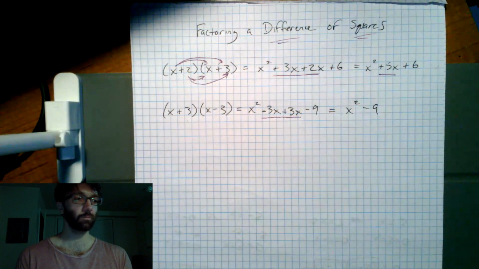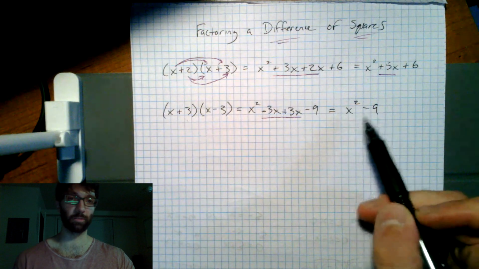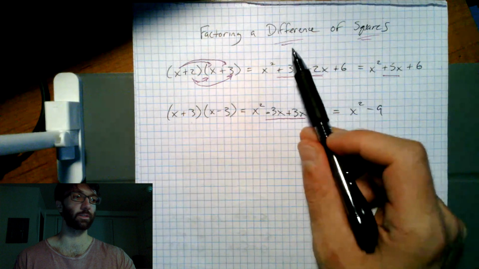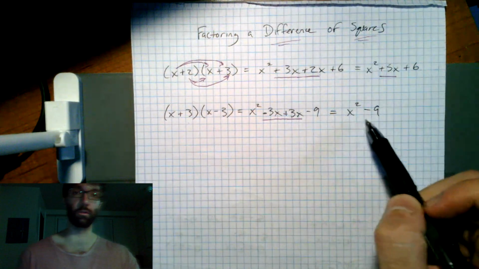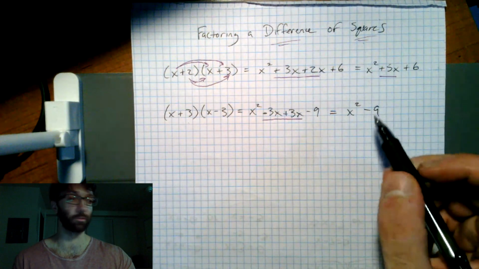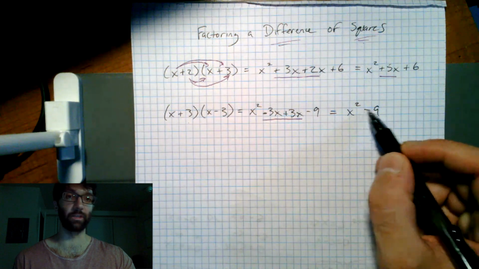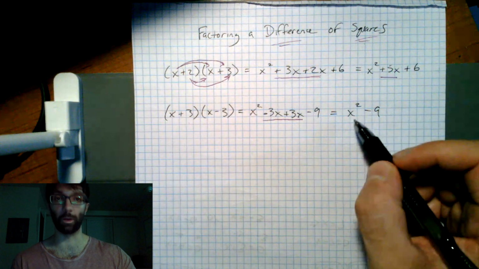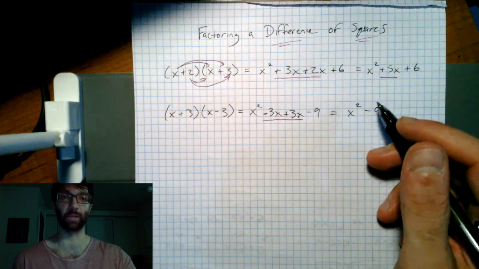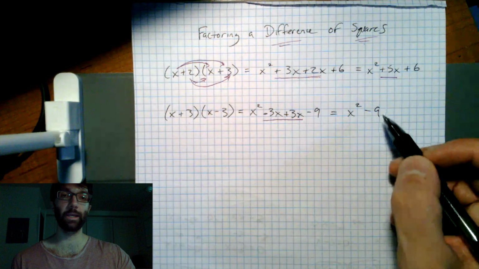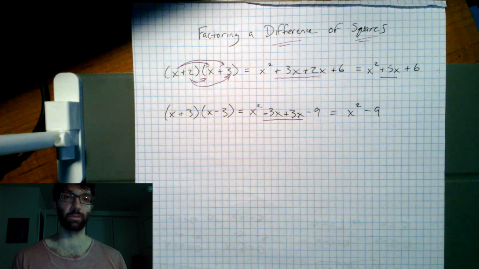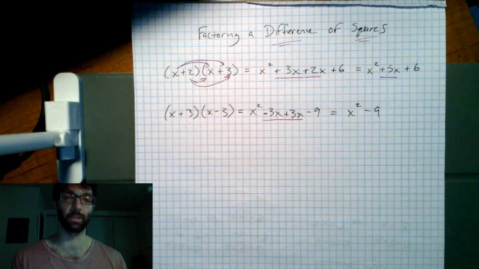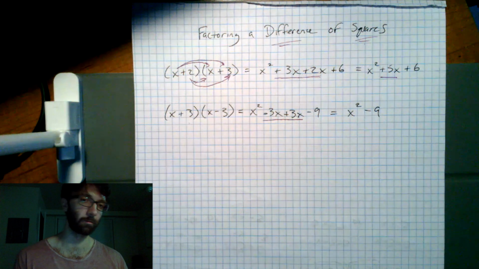And so this is a special case of polynomial that we call a difference of squares. And why is it called a difference of squares? Well, difference means subtraction, right? So we have a difference of 2 perfect squares. X squared is a perfect square because x times x is x squared, and 9 is a perfect square because 3 times 3 is 9, right? Your perfect squares are 1, 4, 9, 16, 25, 36, and so on, right?